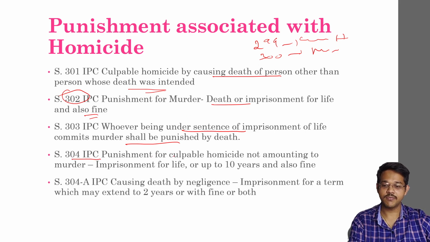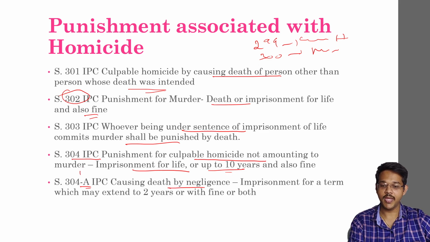304 IPC deals with punishment for culpable homicide not amounting to murder. So the 5 points like sudden provocation, private defense, rash negligence all come under 304 IPC. That is imprisonment for life or up to 10 years, or fine. 304A, subsection A, includes causing death by negligence. So any death because of medical negligence comes under 304A IPC. Here there is imprisonment of a term which may extend to 2 years, or fine, or both.